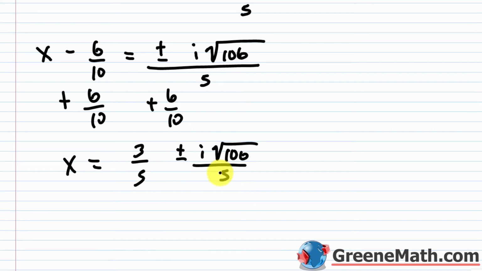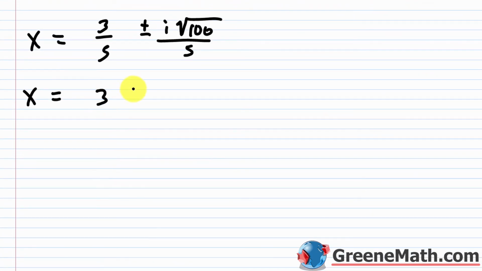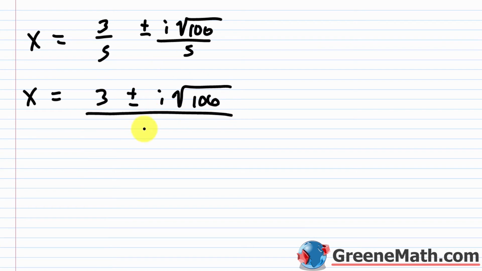So now I have a common denominator. So I can write this as x is equal to 3 plus or minus i times the square root of 106 over that common denominator of 5. Again, this is two solutions. You've got x equals 3 plus i times the square root of 106 over 5, and x equals 3 minus i times the square root of 106 over 5.